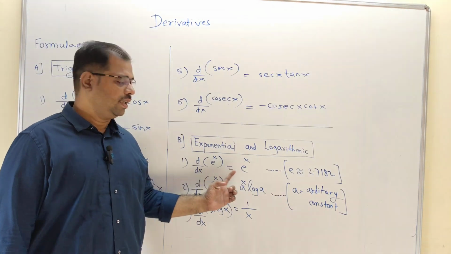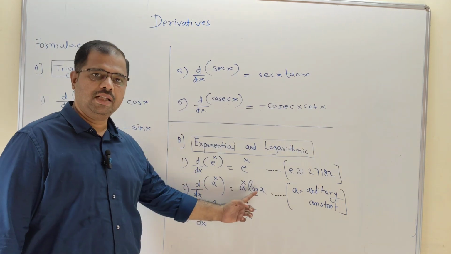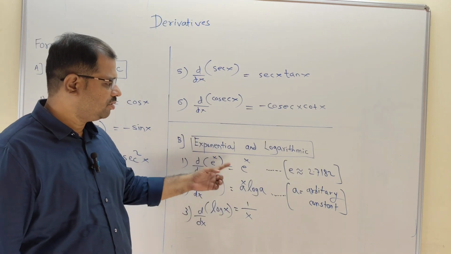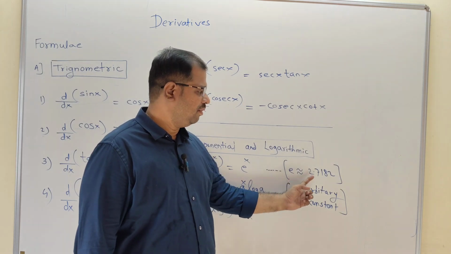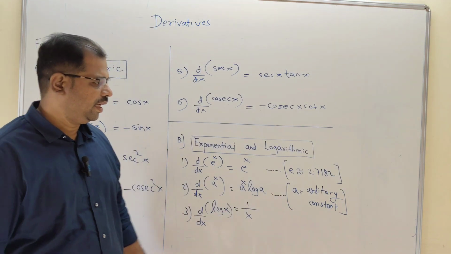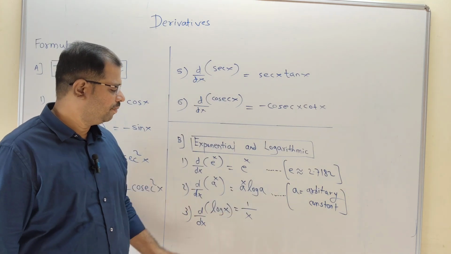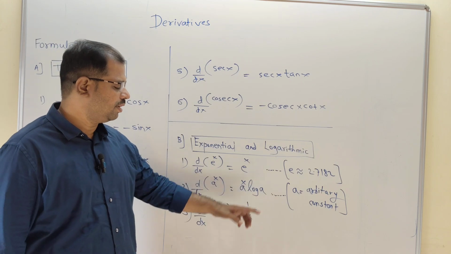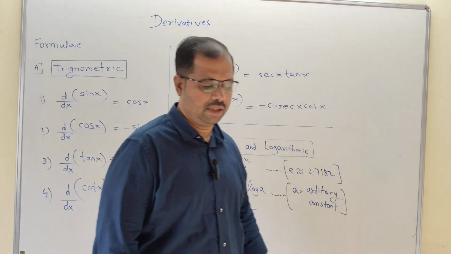Derivative of e raised to x is e raised to x. Derivative of a raised to x is a raised to x log a. Here e is a fixed constant. E has value 2.7182. Derivative of a raised to x is a raised to x log a, where a is an arbitrary constant. For example, derivative of 2 raised to x is 2 raised to x log 2, derivative of 5 raised to x is 5 raised to x log 5, derivative of 10 raised to x is 10 raised to x log 10. Derivative of log x is 1 upon x.